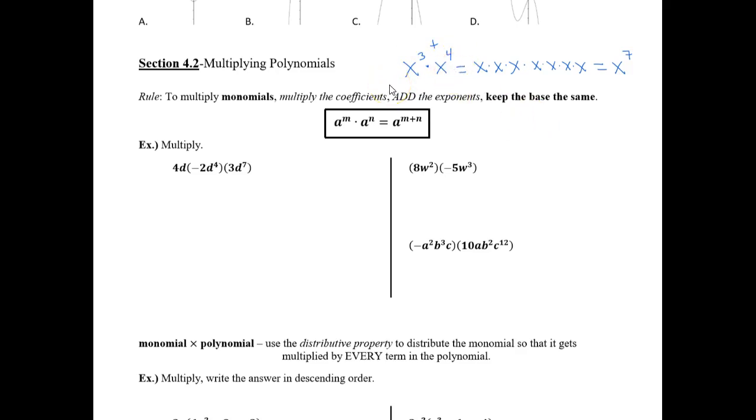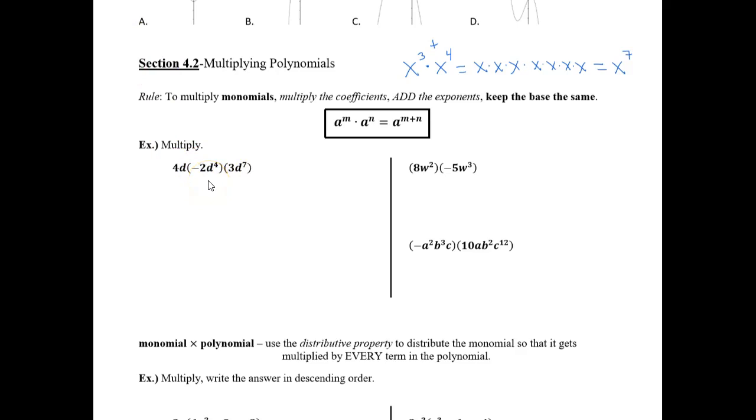If I had other variables, I would just bring together the like variables, right? Multiplication is commutative, so I can multiply these in any order I want, and in between each, there's no plus and minus here. This is negative a squared times b cubed times c times 10. It's all multiplication. So we can reorder this however we want since it's commutative, and we bring together the like variables.